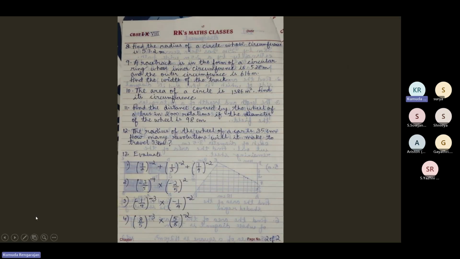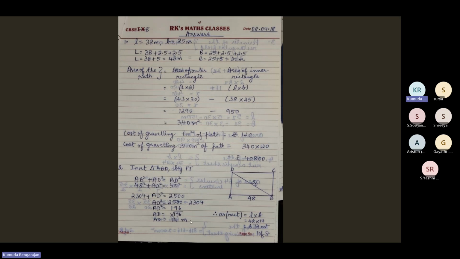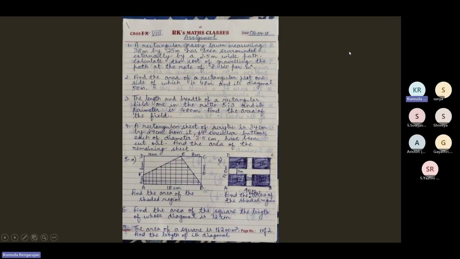So in this question, we have to find the area of the rectangle, for which we need the length and breadth. But we are given the length and diagonal. So we need to find the breadth using Pythagoras theorem, and then find the area using the formula L into B. Yeah, take the next question.